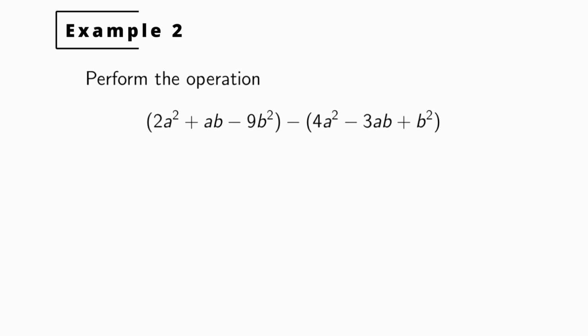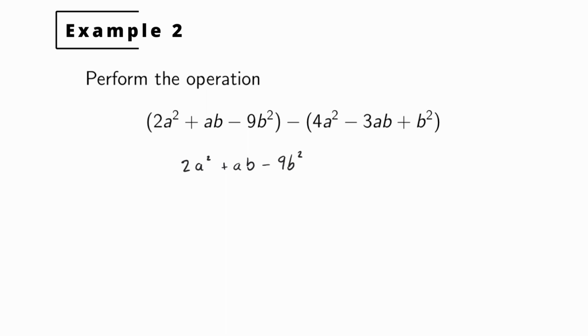Here we have our second example. And now we just use the guidelines laid out in the first example. We can combine terms as long as they have the same variables raised to the same powers. Now, as I mentioned before, there's one thing we have to do, which is subtracting. So this first polynomial here, we can just remove the parentheses because there's no sign in front of it. So it's 2a squared plus ab minus 9b squared.